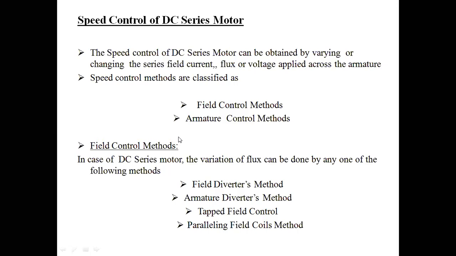So what are the methods we are going to use for this variation of the flux? Some of the methods we have used are the field diverters method, armature diverters method, tapped field control, and paralleling field coils method. These are the four methods we are using so that we can vary the flux which was produced in the circuit. Okay, let us discuss them one by one.